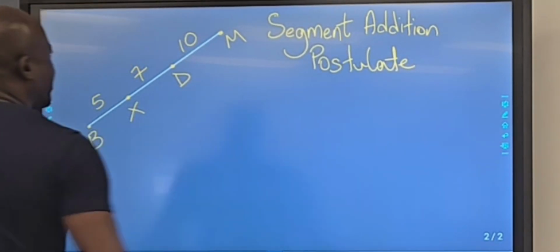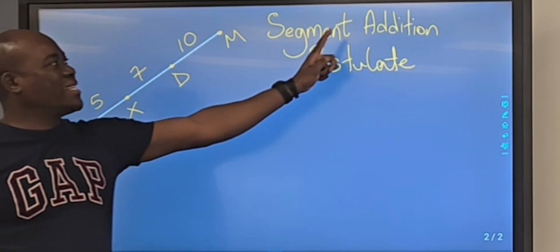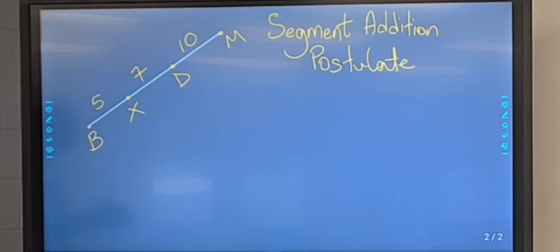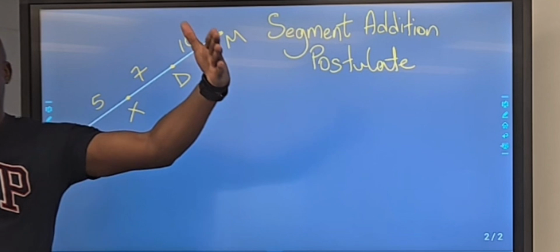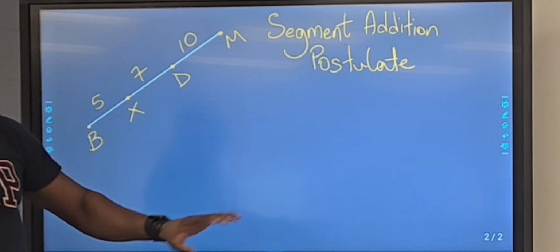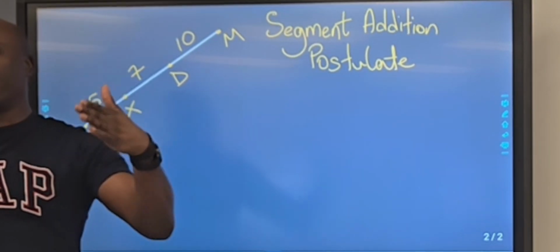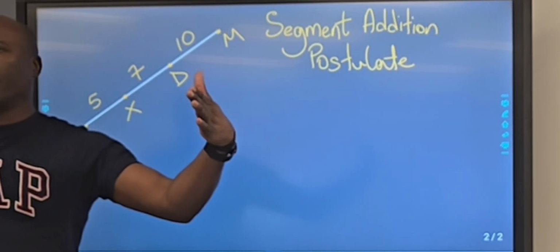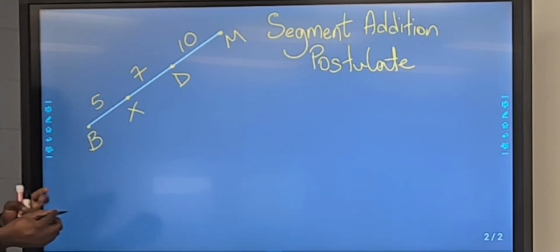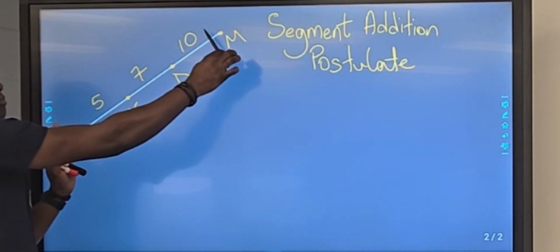Alright, what we're looking at today is the segment addition postulate. Basically, this has to do with taking a line segment and putting it into pieces, and the idea is suggesting that if you add those pieces together, it gives you back the entire thing. That's all. For example, BM is this line segment here.